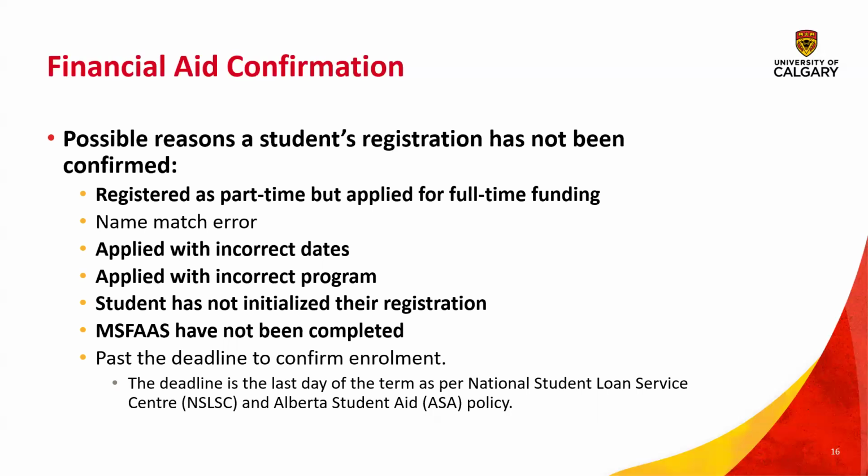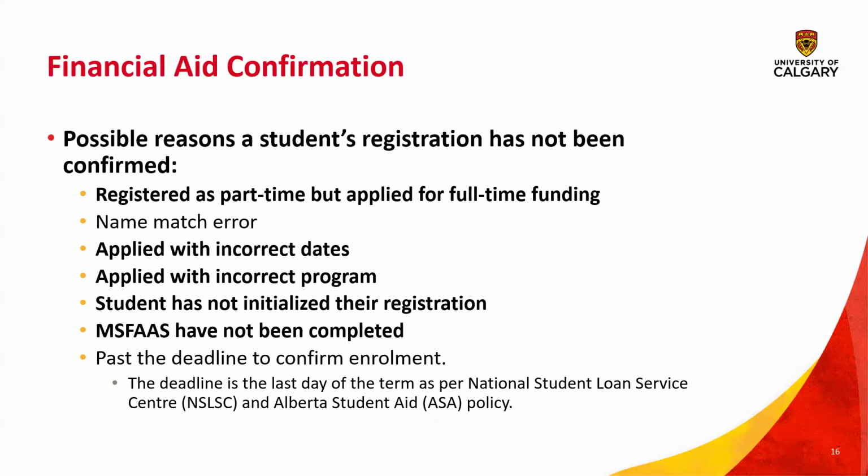Firstly, if you are part-time and you apply for full-time funding, we cannot confirm your registration. Or if you apply for two terms of funding as full-time, for example fall and winter, but you're not full-time for both terms, that is, you're full-time for winter or fall and part-time for the next term, we will not be able to confirm your full-time registration. You will need to be full-time for both terms in order for us to confirm that you are enrolled full-time with the university.